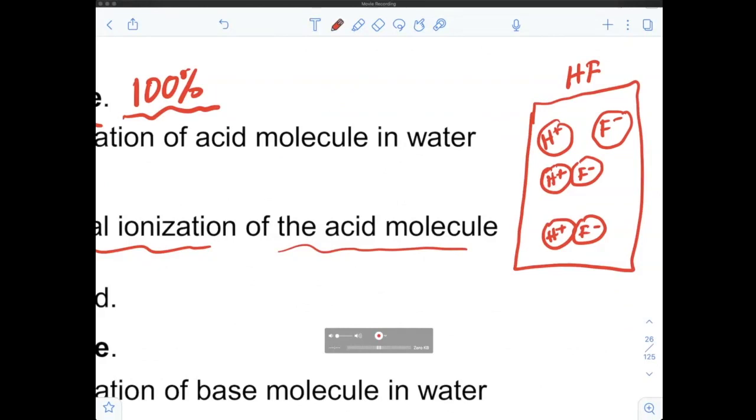So to make a point that very little of the molecules actually ionize, I usually just ionize one to communicate very little of these actually ionize. Okay. The rest of them remain intact. So this is an intact molecule of hydrofluoric acid.